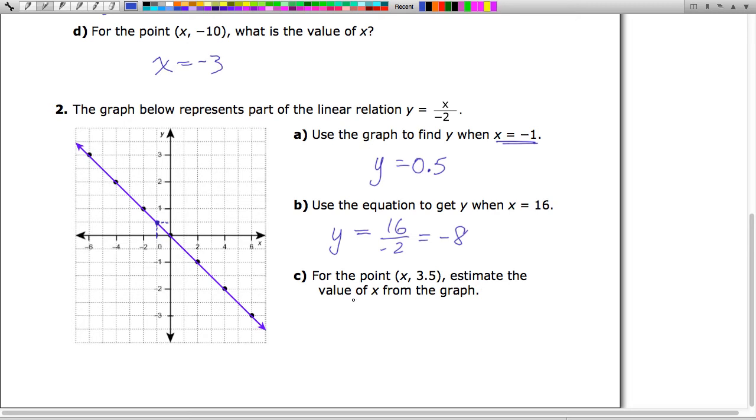We want to estimate the value of x from the graph. So for a y value of 3.5, so here's 1, 2, 3, and here would be 3.5. So if I go across here to the graph, it just looks like it goes right to there, and that's an x coordinate of -2, -4, -6, -7.